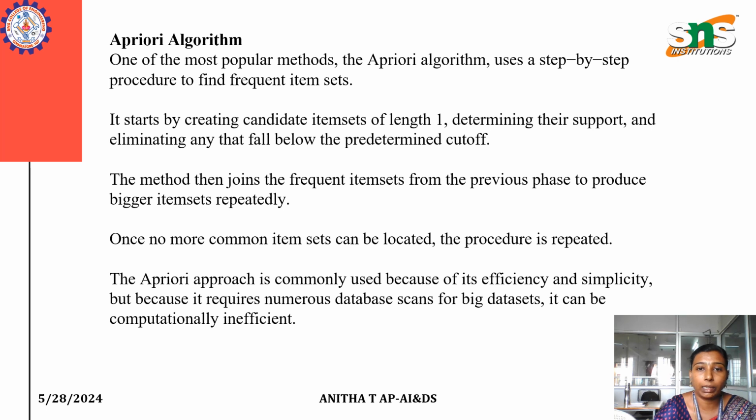It starts by creating candidate itemsets of length 1, determining support and eliminating any that fall below the predetermined cutoff. The method then joins the frequent itemsets from the previous phase to produce bigger itemsets repeatedly. Once no more common itemsets can be located, the procedure stops. The Apriori approach is commonly used because of its efficiency and simplicity, but because it requires numerous database scans for big data sets, it can be computationally inefficient.